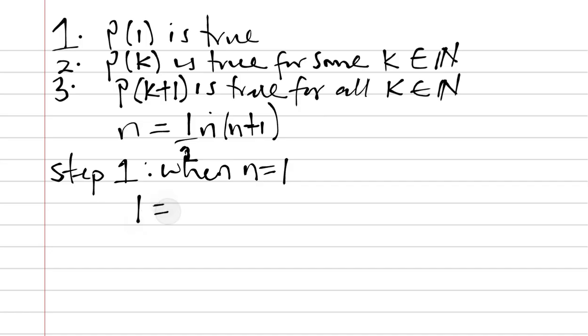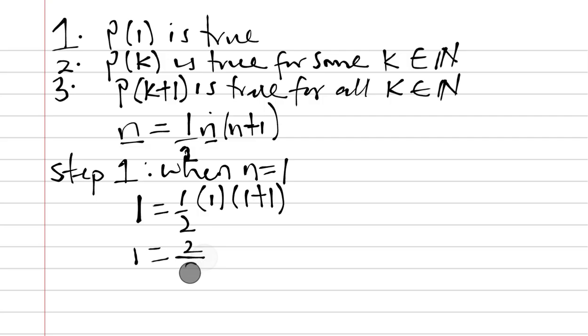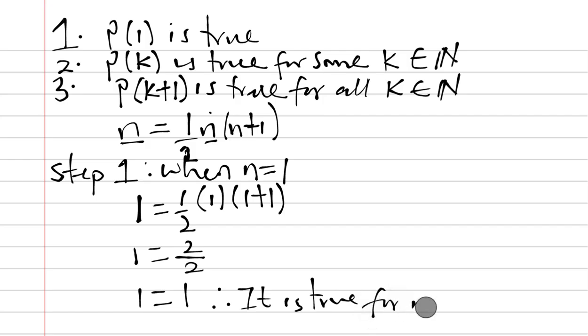So that will be 1 equal to, instead of writing n, I'm writing 1. This is 1 over 2 into bracket, 1, then open bracket 1 plus 1 close bracket. This gives us 1 equal to 1 times 1 plus 1, which is 2, so 2 over 2, and that means 1 is equal to 1. Since 1 is equal to 1, we say therefore it is true for n equal to 1.